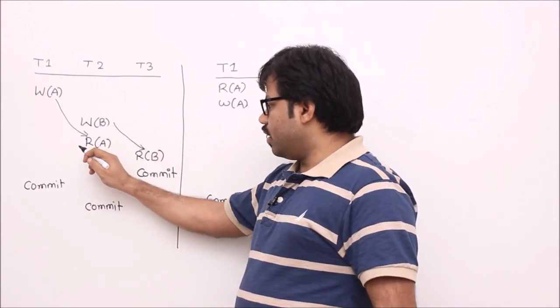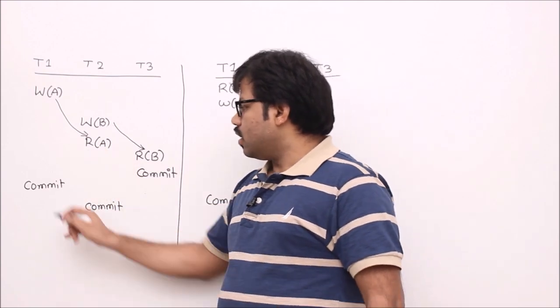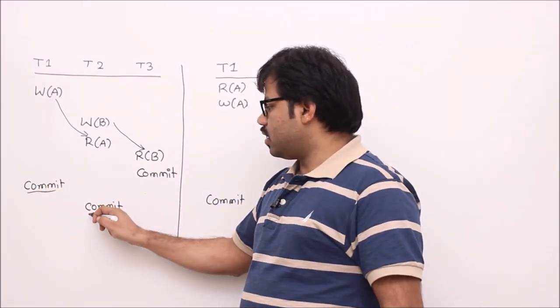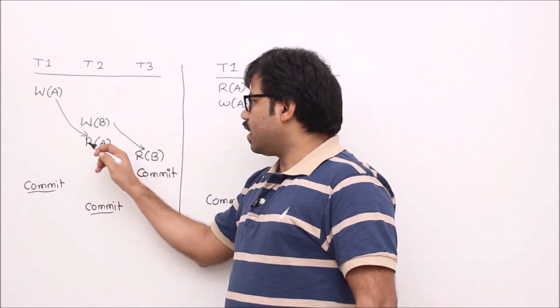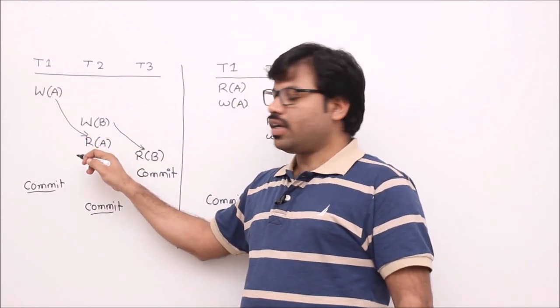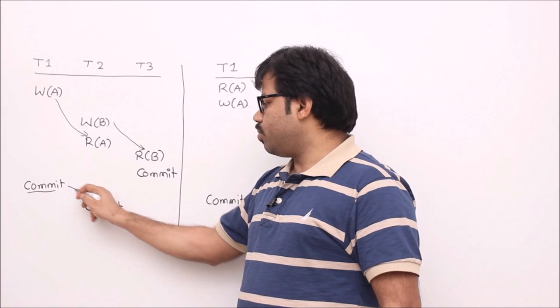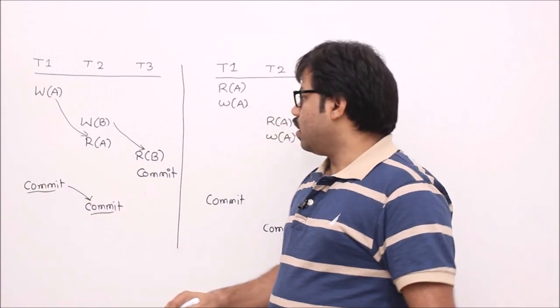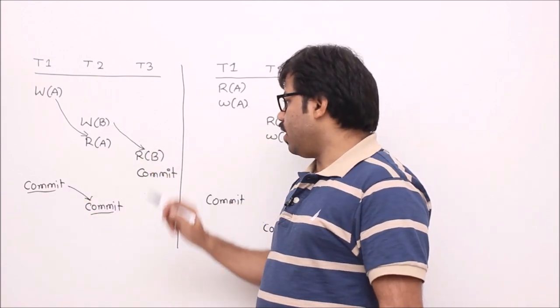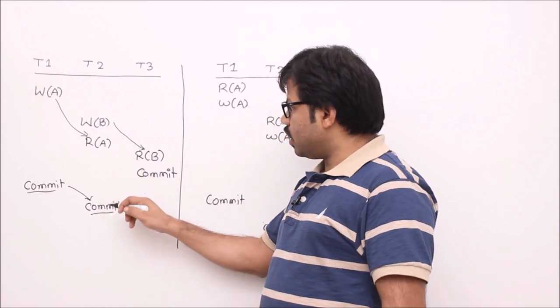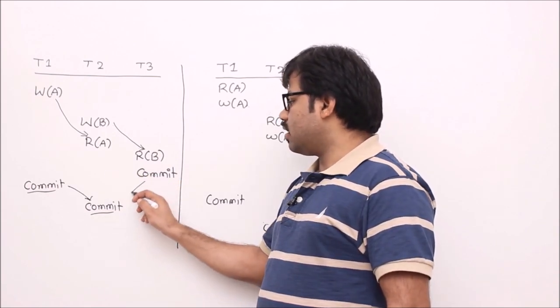Now after the dirty reads, see the commits. So here this is one commit, this is one commit. The order of the dirty read is from T1 to T2, correct? So the commit order also should be the same. Yes, correct. Then here also write B to read B, the commit order should be the same, that means T2 to T3, but the commit order is reversed.